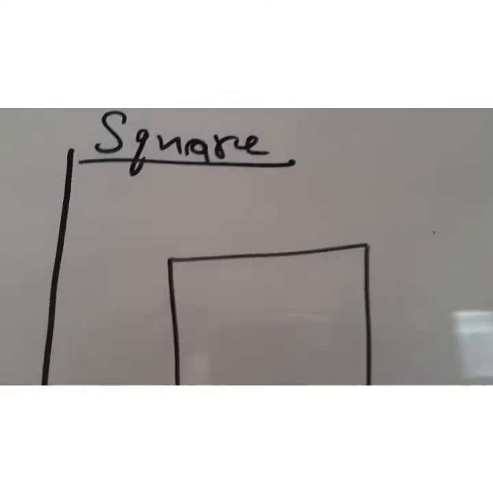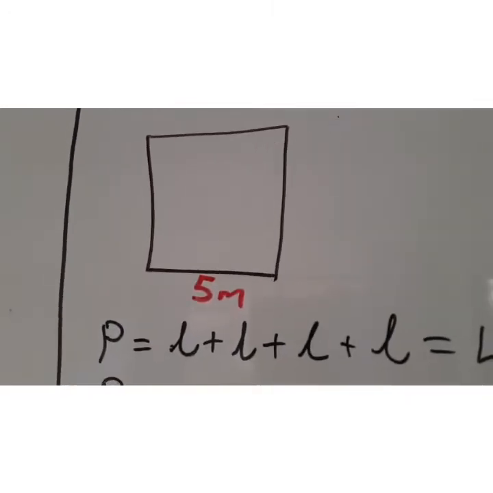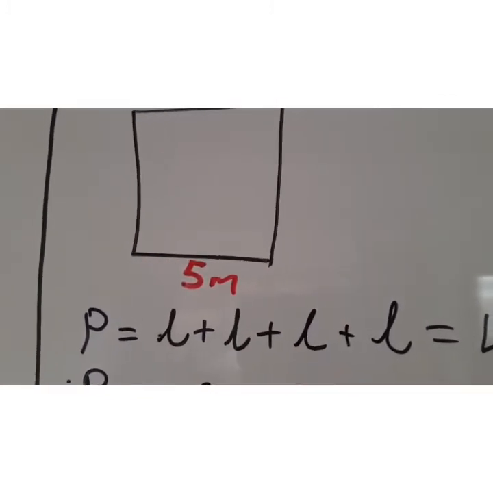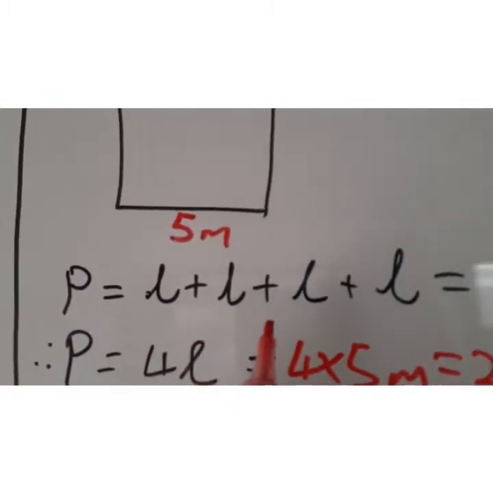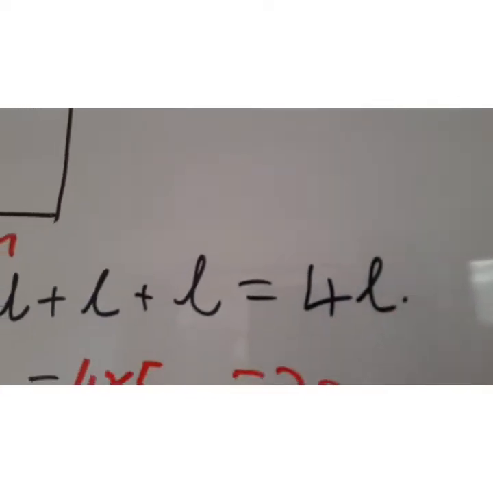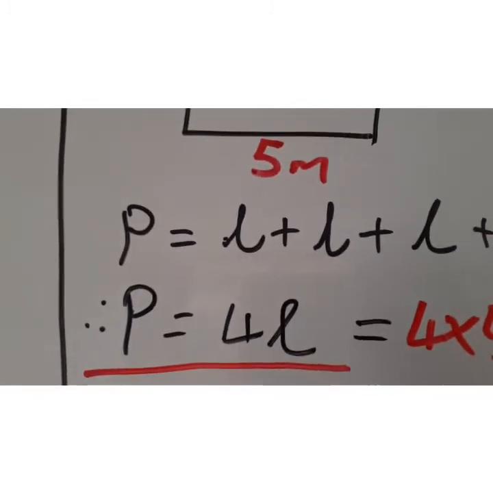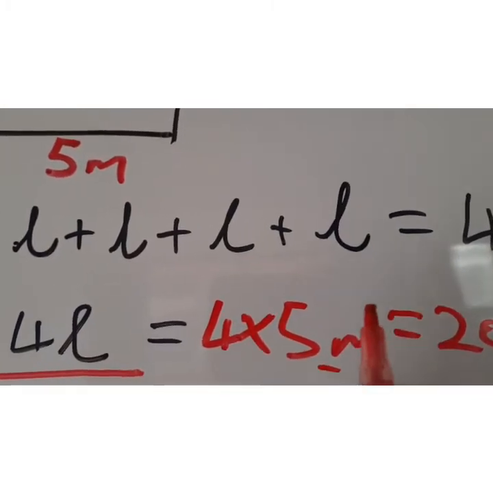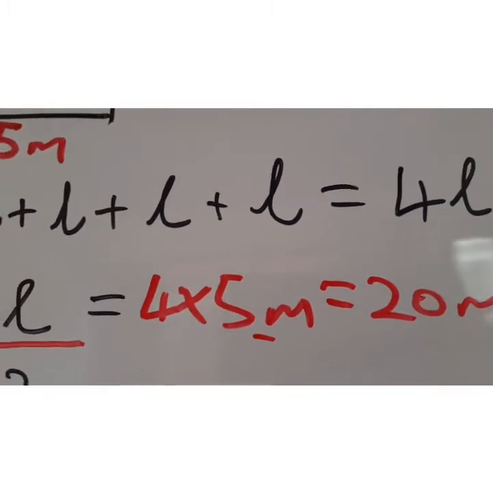Okay, so let's begin. Since we are now going to do the calculations, let's look at our square. Your square has 4 equal sides, and one side is 5 meters, which means all the sides are 5 meters. The formula: you'll be adding all these sides, so P would be L plus L plus L plus L, and if you add all the L's together, you end up with 4L. Therefore your formula is P equals 4L. Then we substitute our L with 5 meters, and our answer becomes 20 meters.